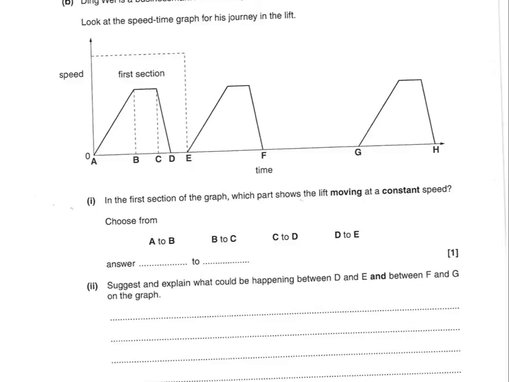So here's your first section of the graph. At a constant speed, well, here's the speed. So a constant speed is where it's flat. So that's from B to C.